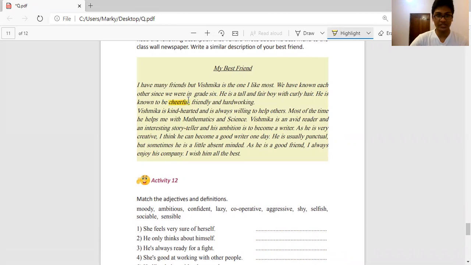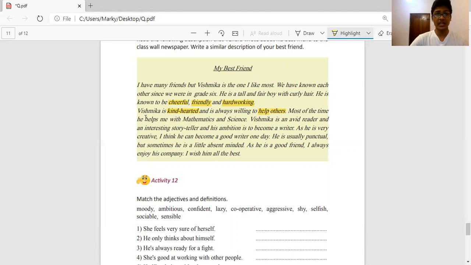That's a positive quality. Friendly and hardworking. So that's three positive qualities of Vishmika. Okay. Vishmika is kind-hearted. That is also a positive quality. It's more of a characteristic, and is always willing to help others. So that's being helpful.